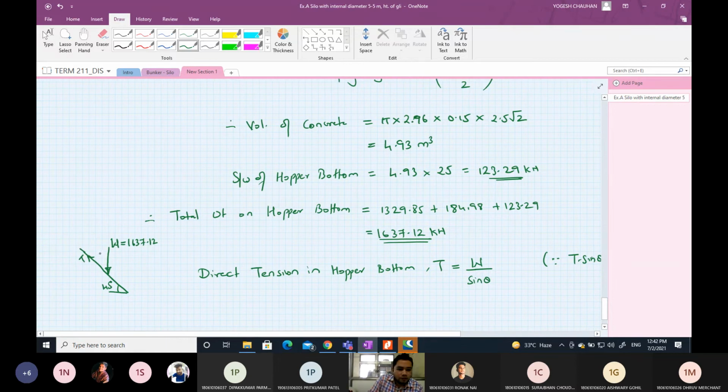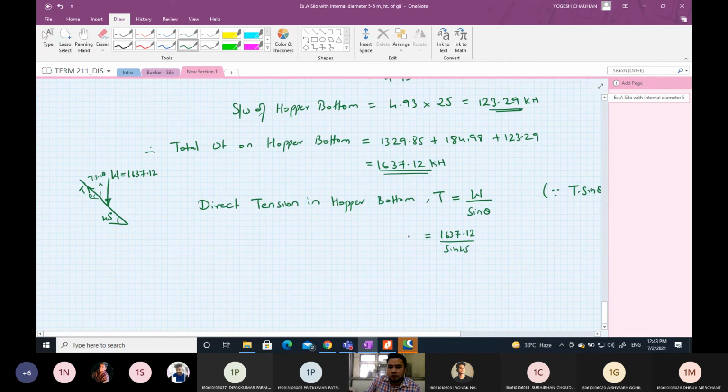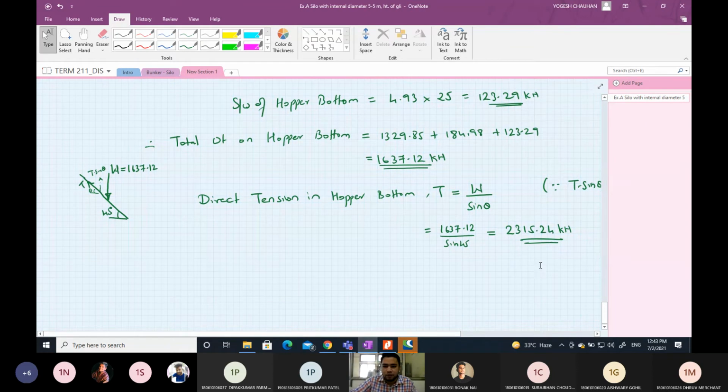Why? Because the vertical component will be T sin theta equals W. If you take the sine component of this, it will be T sin theta, because this is theta. So this will resist this W. So W is 1637.12 divided by sin 45, that will be equal to 2315.24 kilonewton. Just verify these values at your end.